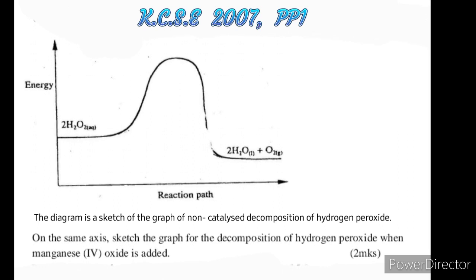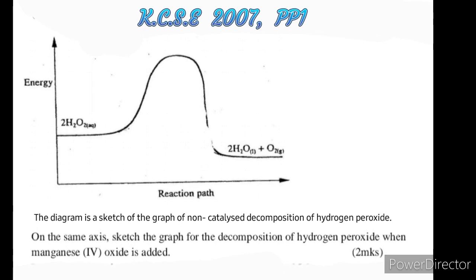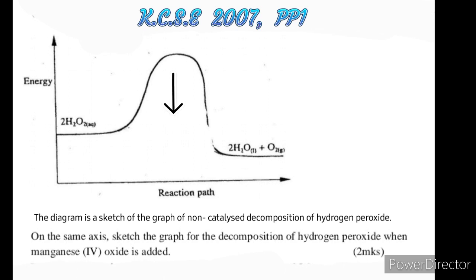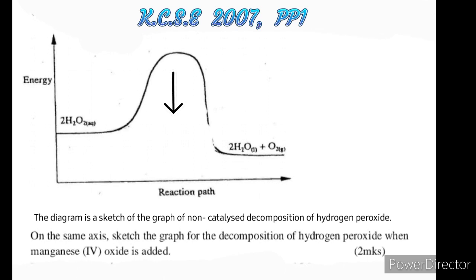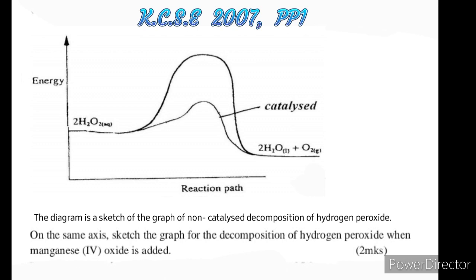A catalyst speeds up the rate of a reaction by lowering the activation energy of a reaction. So if we were to use manganese 4 oxide, what will happen is that it's going to lower the activation energy, therefore speeding up the rate of the reaction. So this will give us a curve that looks like this. And there we have it.